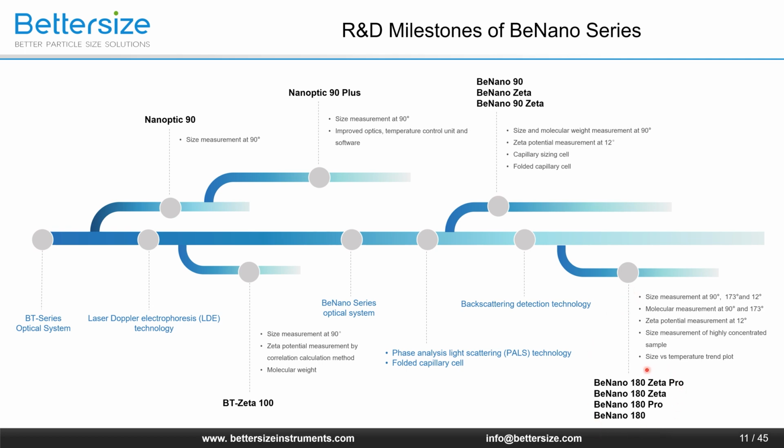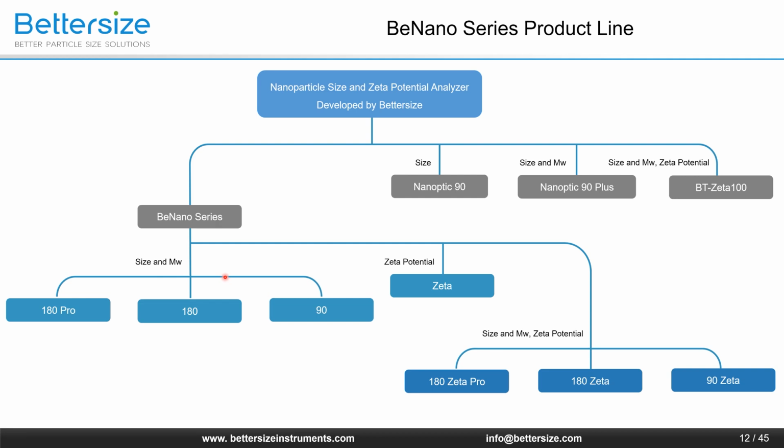It integrates many of the technologies that Bettersize R&D department has developed to fulfill nanoparticle measurements and cover applications as many as possible. The BeNano series includes 7 models so as to meet the specific practical demands of users. With respect to the model difference, please look up in the BeNano product brochure for more information. This presentation will focus on the fundamentals of 180 Zeta Pro, since it's the flagship model that showcases the very best that Bettersize can do.